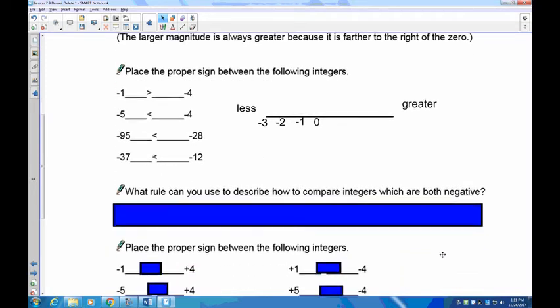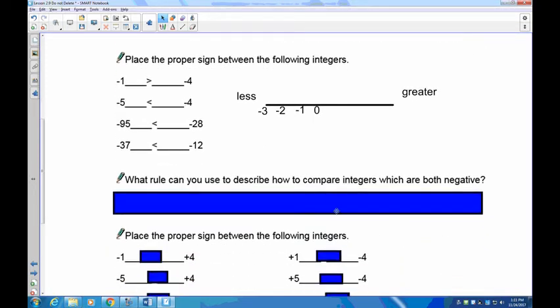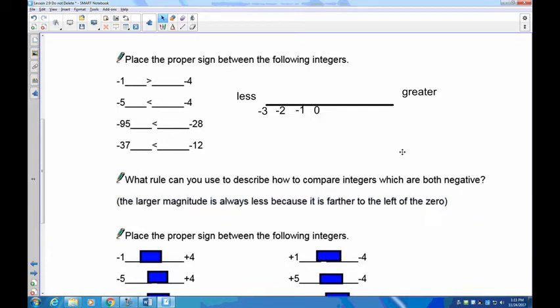So here's where it gets kind of weird. What rule can you use to compare integers which are both negative? Well, the larger the magnitude, the less the number is. So to put it in other words, the bigger the negative, the smaller it is. The bigger the negative, the smaller it is. Negative 3 is bigger than negative 1, so negative 3 is smaller than negative 1.